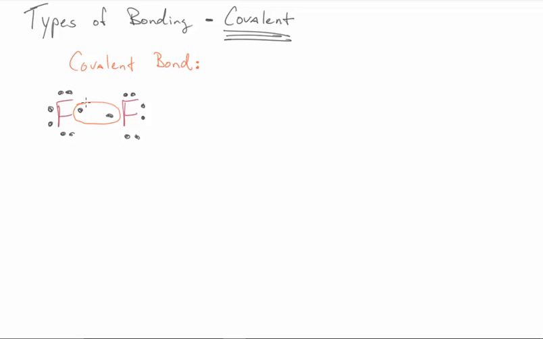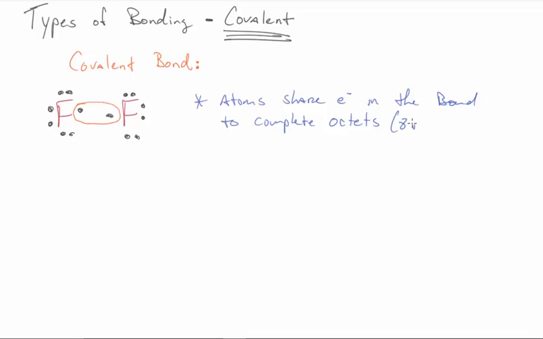And so what happens, and what we say, is that atoms share electrons in the bond to complete octets, right? And that's the octet, if you're not familiar with, that's when we've got our 8 valence electrons, all right? And so our covalent compounds, it's between 2 nonmetal atoms or more, and their atoms are actually going to share those electrons in the bond to complete their octets.